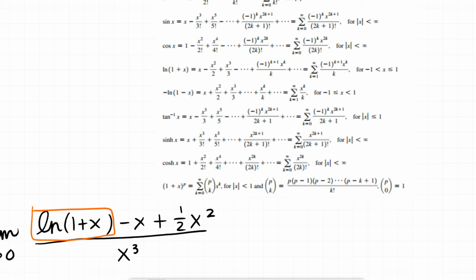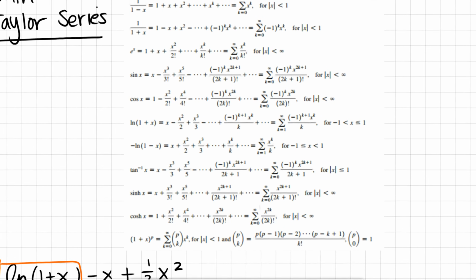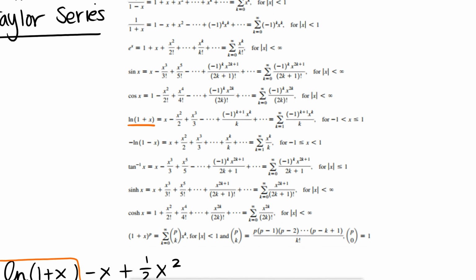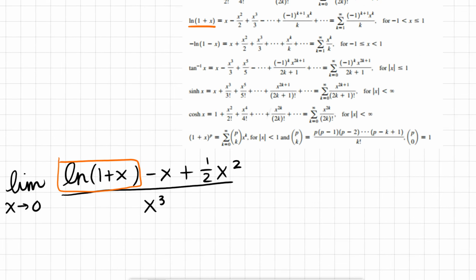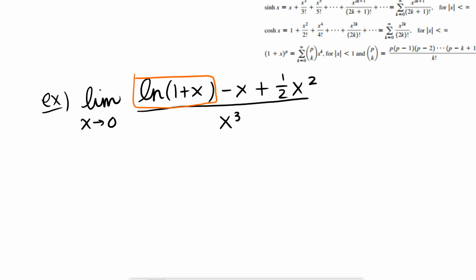So I'm going to look at the natural log of 1 plus x right here and its Taylor series. And it looks like we go x minus x squared over 2 plus x cubed over 3 minus x to the 4th over 4, and so on and so forth. So I'm gonna rewrite, can't write all the terms, right? That would be impossible. But I am just going to rewrite the first couple.